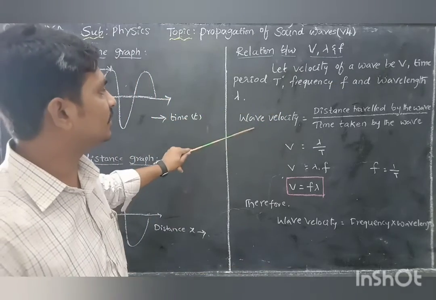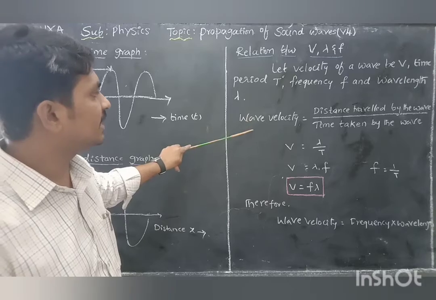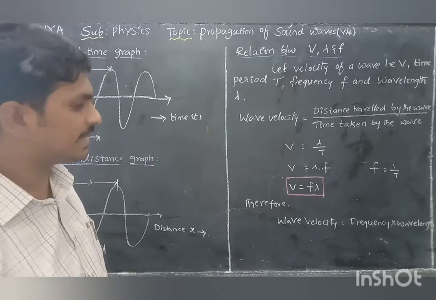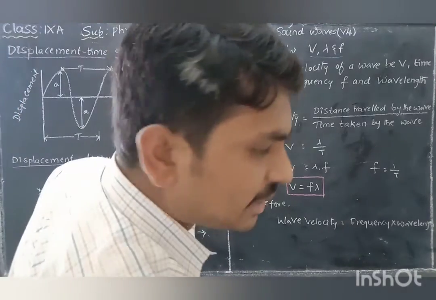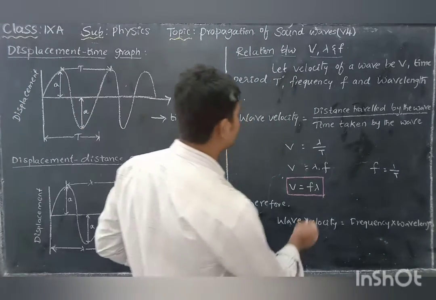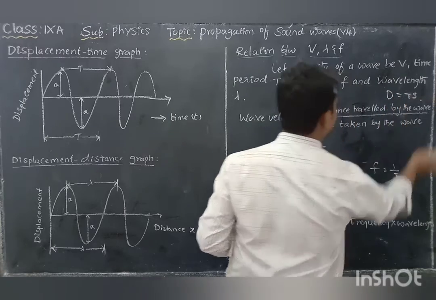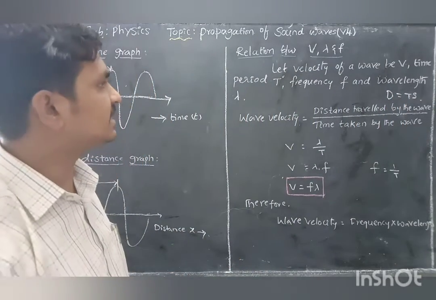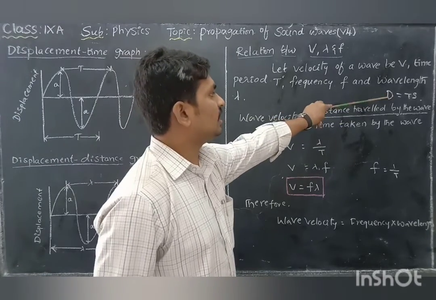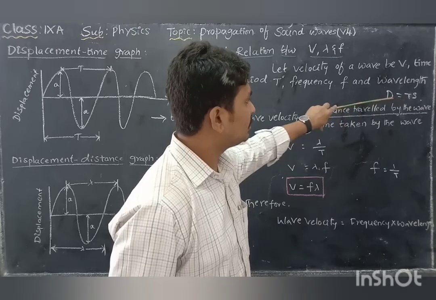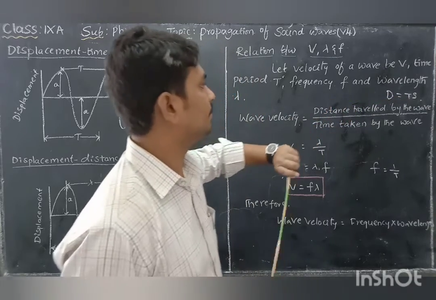In order to calculate the wave velocity, in a specified direction, suppose we take a distance. With the help of the formula, distance equals time into speed. Here the speed is a scalar quantity. If I want the speed, what should I do? Distance divided by time.